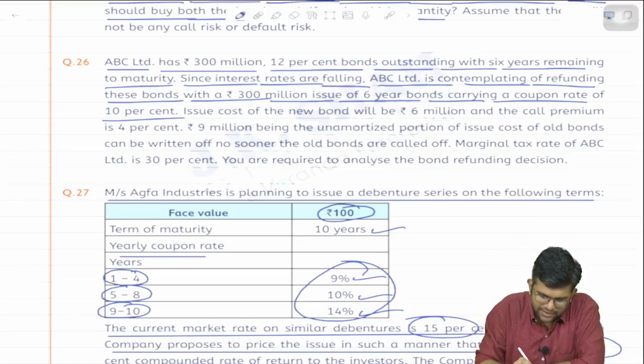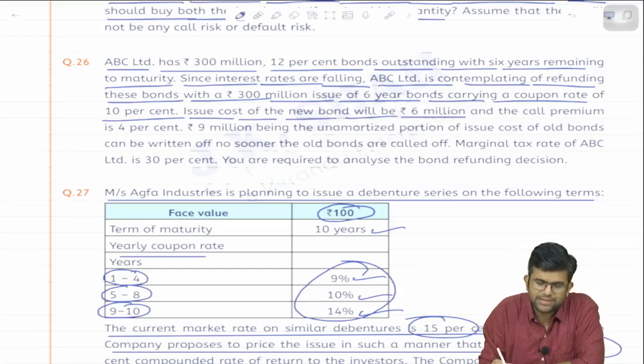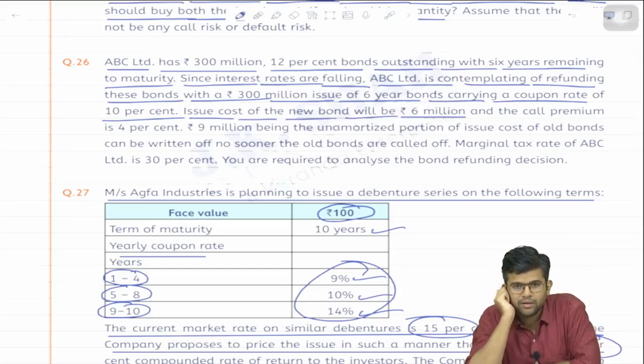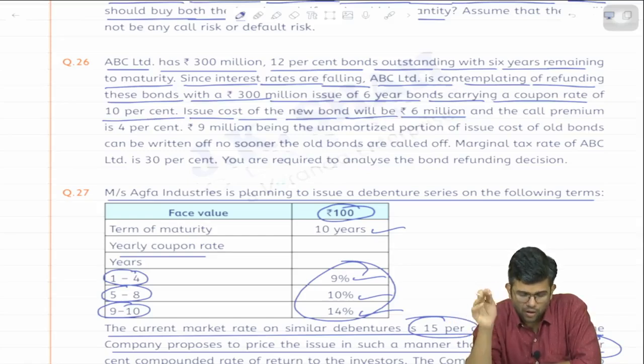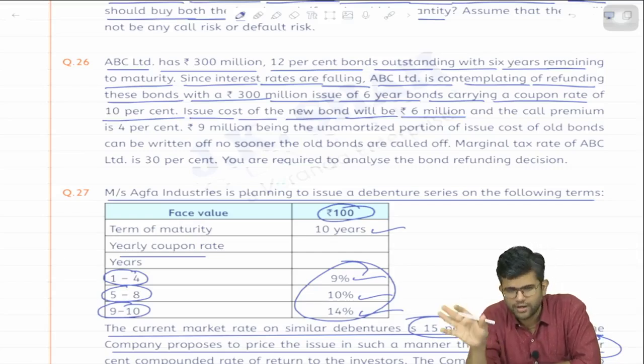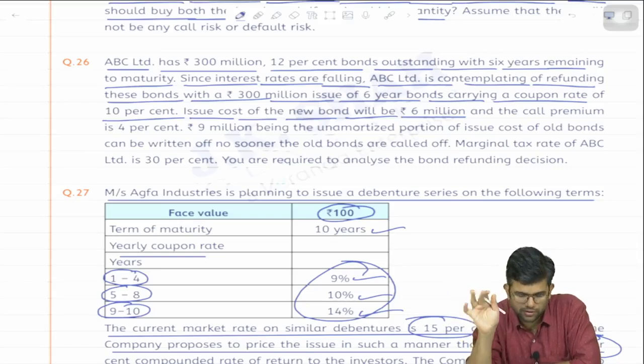They are saying issue cost of the new bond will be 6 million. My God. Which means just to issue this new bond to Mahalakshmi, all the advertisement, all the SEBI charges, legal, underwriting commission, all that will cost you 6 million. One shot payment today, which in inter we used to call as flotation cost. Everybody clear? This is your flotation cost.